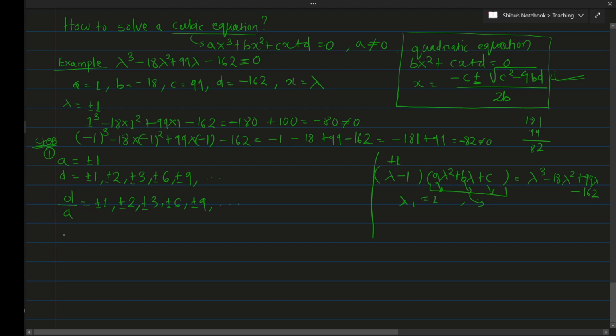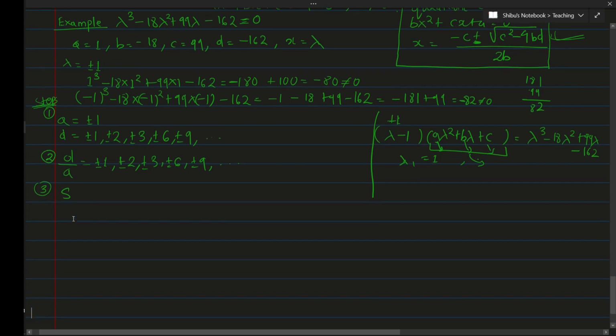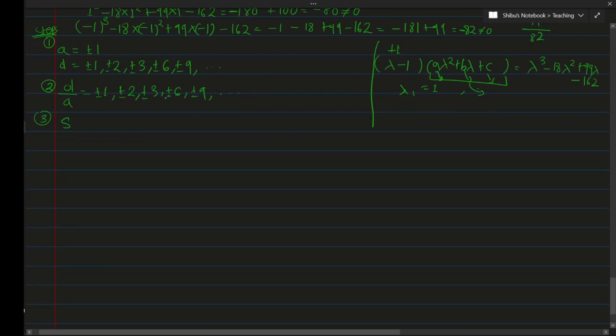So this is our step 2. Now step 3 is we'll do something called synthetic division. I'll explain what that is. To do this, we have tested plus minus 1, so let's cross this out because these are not the roots.